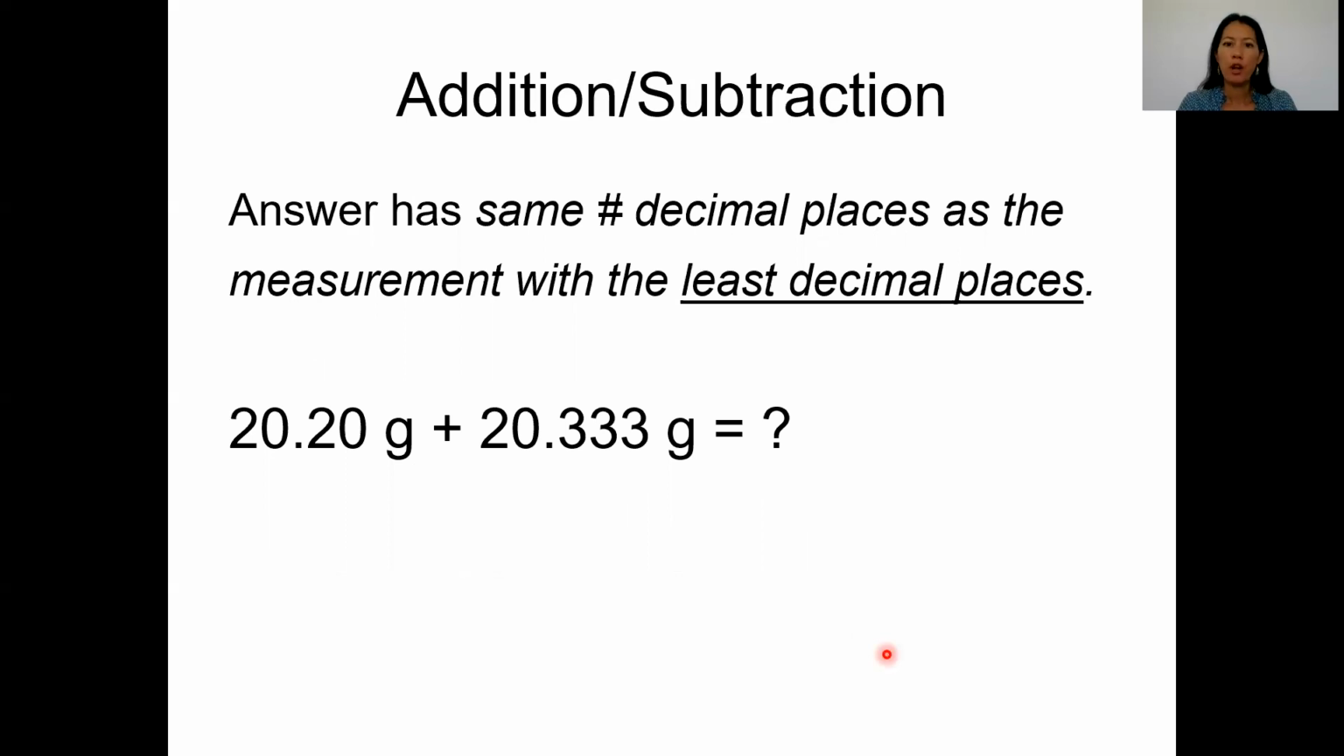The 2 rules you need to know and remember throughout the whole semester and for your lab are the addition and subtraction rule and the multiplication and division rule, which are 2 different rules. When you add or subtract, you have to pay attention to decimal places, which means the number of digits after the decimal point. This has 2 decimal places. This has 3 decimal places, 1, 2, 3 digits after the decimal point. You punch this in your calculator and add them. The answer will have the same decimal places as the measurement with the least, in this case, the 2.